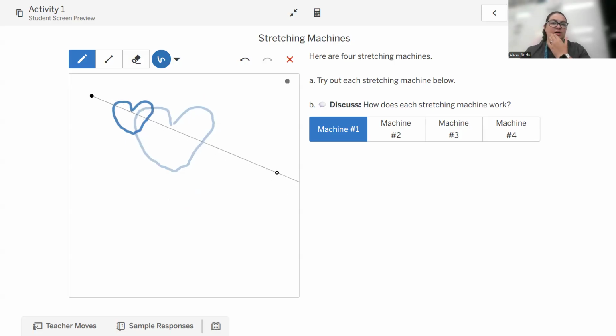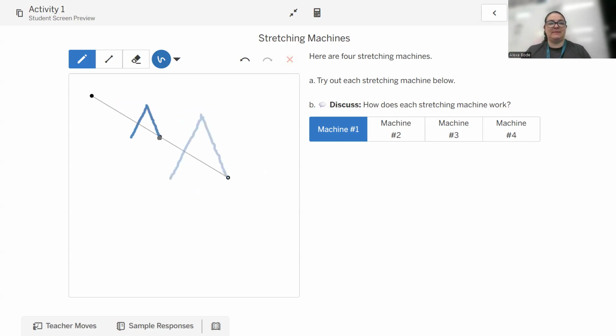So here's machine 1. I'm gonna ask you, what is happening to the shape that you drew?